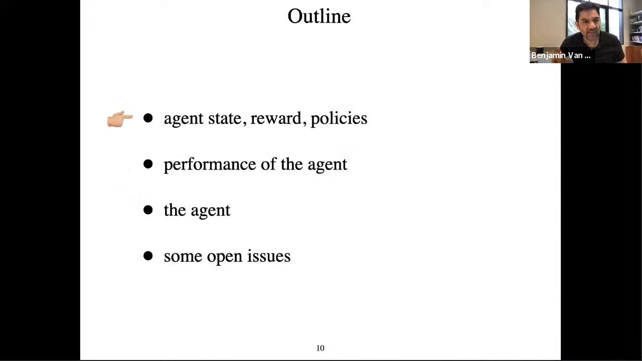Okay, so here's the outline of the talk. I'll start by discussing what I mean by agent state and introducing notions of reward and policies. And then we'll talk about the performance of the agent that I'll propose. After that, I'll actually describe the agent, and then I'll move on to some open issues. Okay.